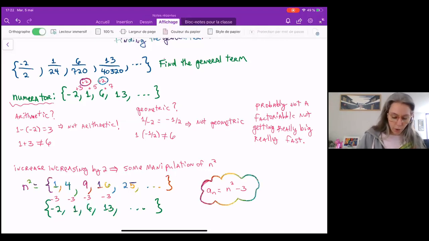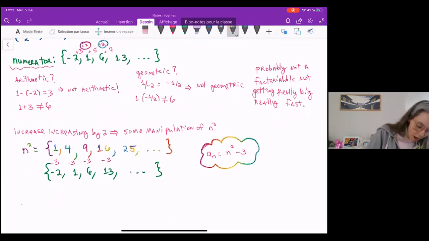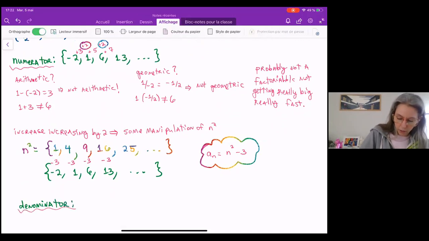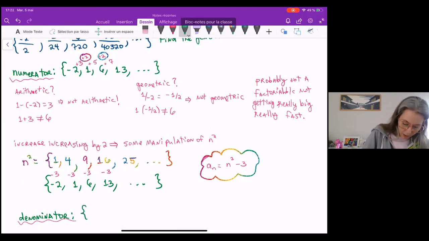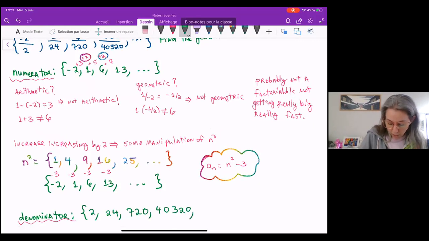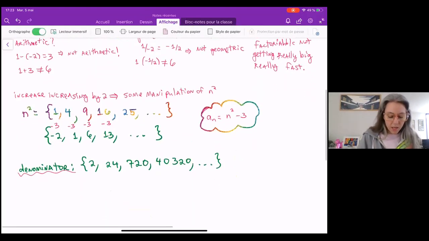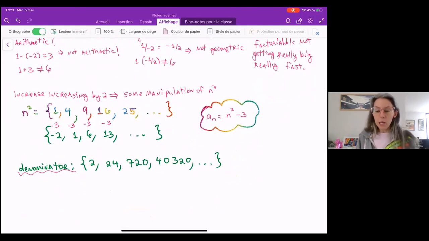Okay, so this brings us to our denominator. Our denominator was, let's just remember, I'm going to have to go back up a little bit: 2, 24, 720, 40,320, and so on. So in this case, we can easily tell that this is not geometric or arithmetic, but the numbers are getting really big really fast. So probably it's a factorial.